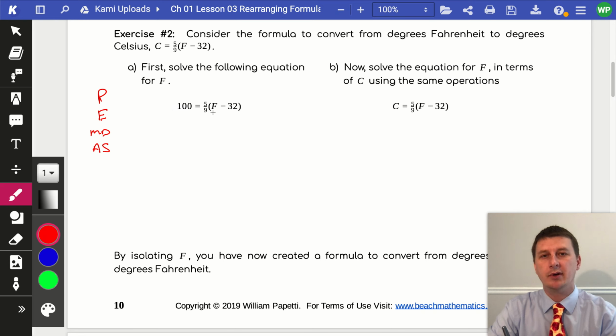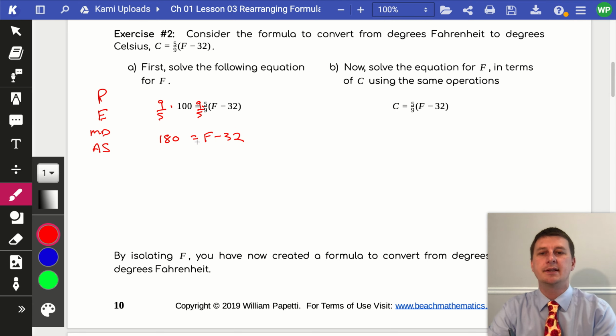But we might remember that when we're dividing by a fraction, it's the same thing as multiplying by the reciprocal. So to keep it a little bit simpler, I'm going to multiply by its reciprocal, 9/5. If I do that, I'm going to get 9/5 times 100, so that's 900 divided by 5, and that's going to give me 180, is equal to F minus 32.